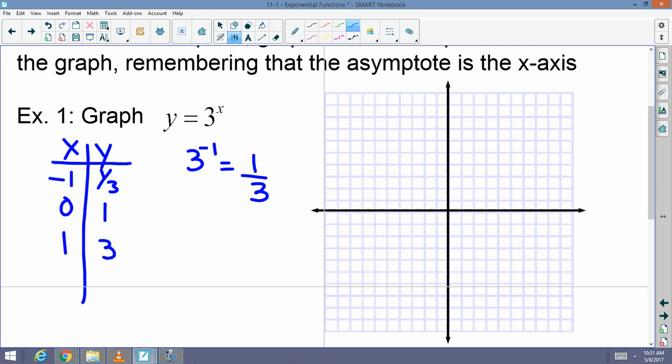So go ahead and graph it. Let's see if this is correct. Negative 1, 1/3. You're going to have to estimate there. 0, 1, and then 1, 3. And that's about right. Bada bing, bada boom. Please do not cross the x-axis.